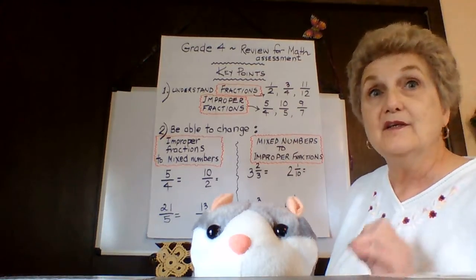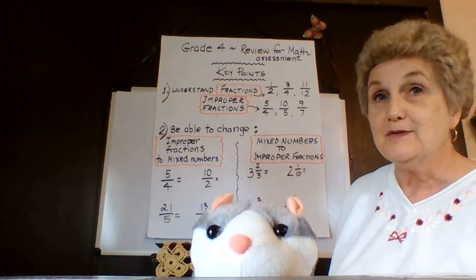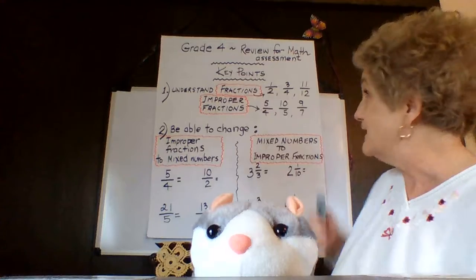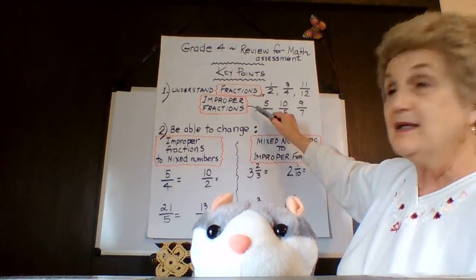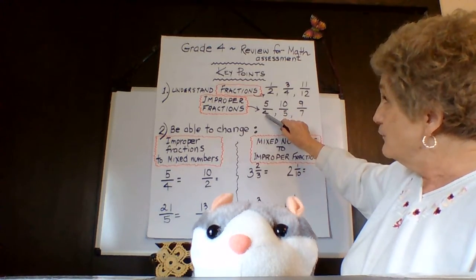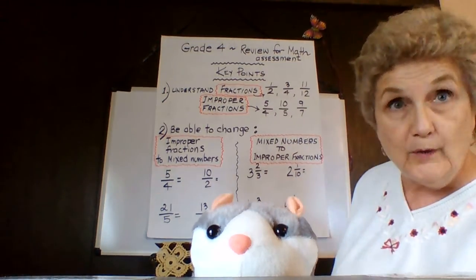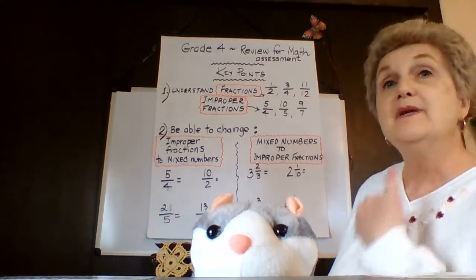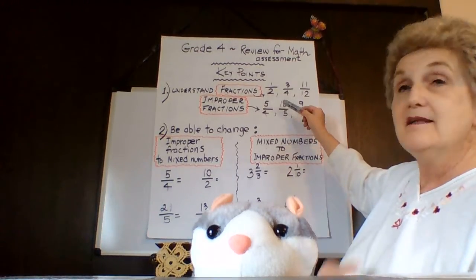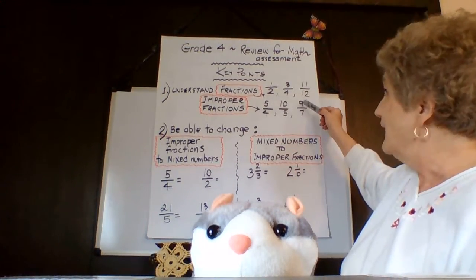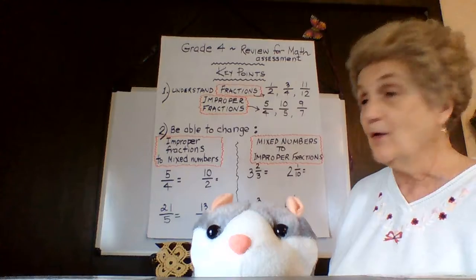Now, there's such a thing as an improper fraction. Remember, Mr. Cameron says to use your British accent when you see these. That's when the denominator, 4, 5, and 7 in this case, is smaller than its numerator. 5/4 would be greater than a whole. 10/5 is greater than a whole. 9/7 is greater than a whole.